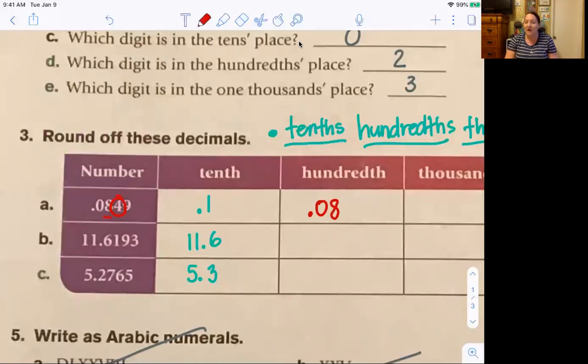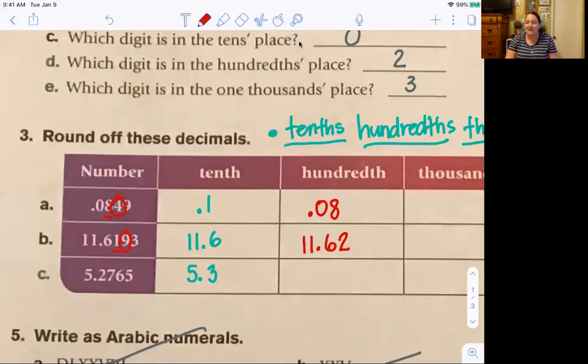11.6193, what number's in the hundredths place? The 1, that means the 9 is the boss. Now we know this is more, right? So we're gonna up the score of the 1, and the 1 becomes a 2. And everything to the left stays the same. And we can just drop off the rest of those numbers, only if they're decimals, and in this case, they are.